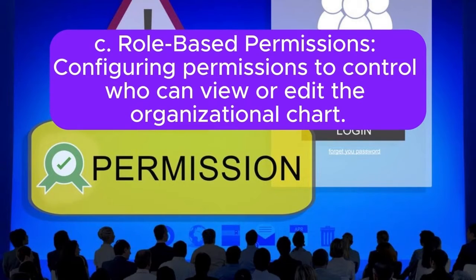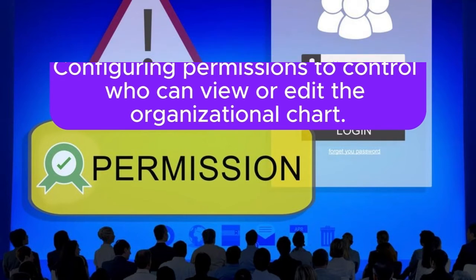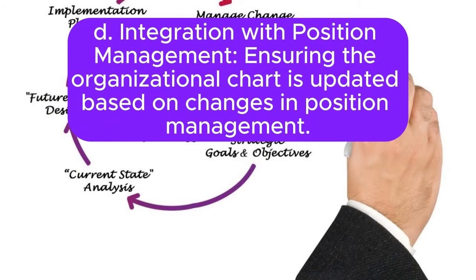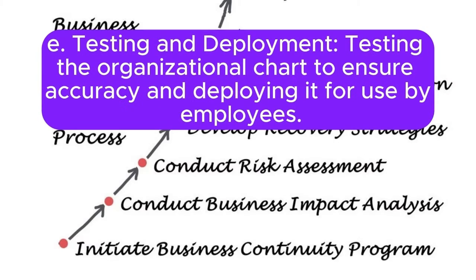C. Role-based permissions, configuring permissions to control who can view or edit the organizational chart. D. Integration with position management, ensuring the organizational chart is updated based on changes in position management. E. Testing and deployment, testing the organizational chart to ensure accuracy and deploying it for use by employees.